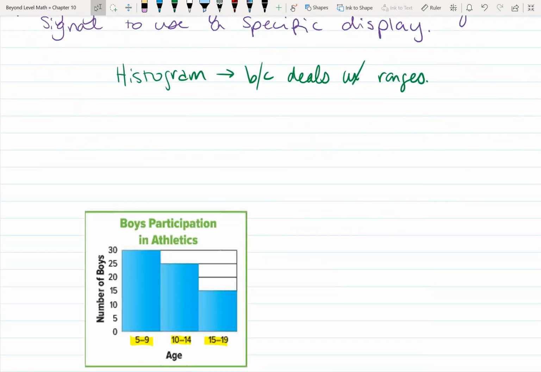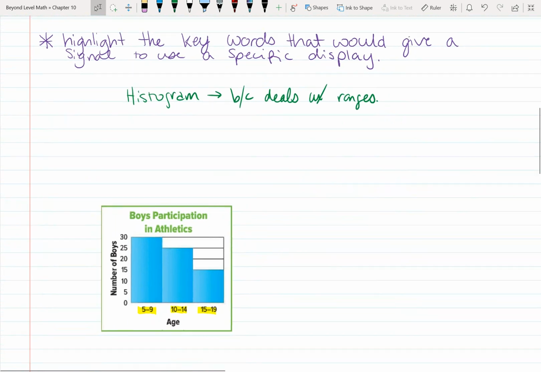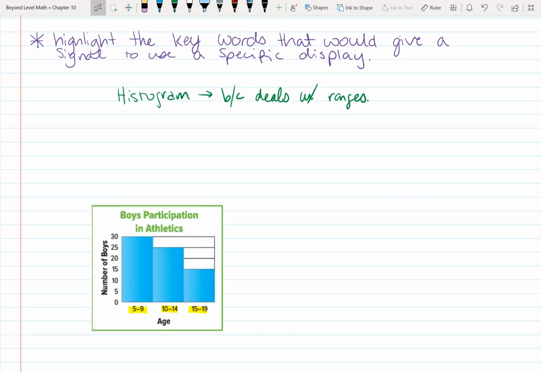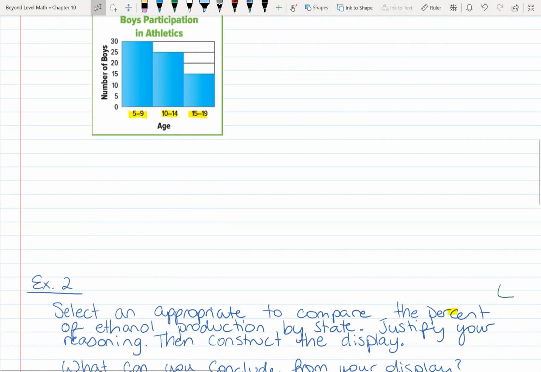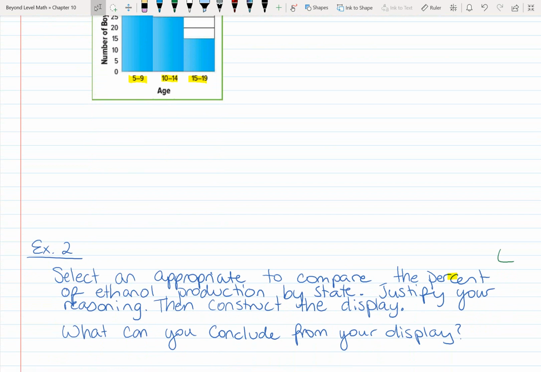This is an example of the histogram that you could make. Sometimes on your homework, they will ask you to draw a display, but in this case, they didn't. Example 2, they will ask you to draw the display, or construct the display.